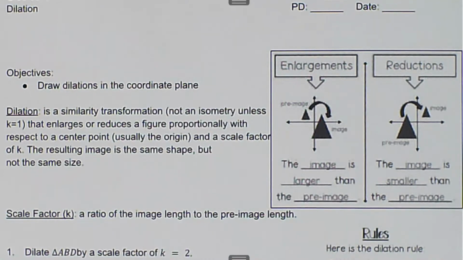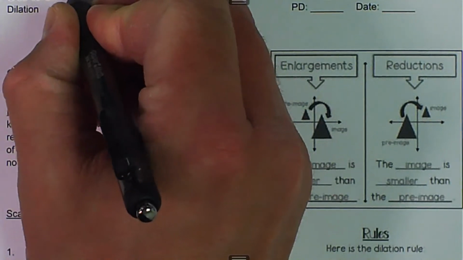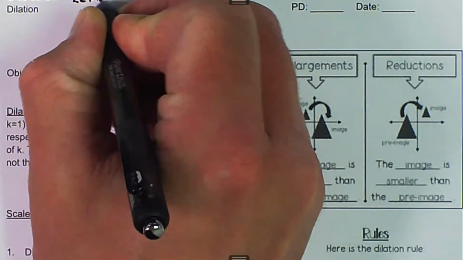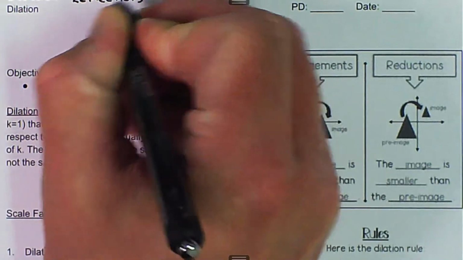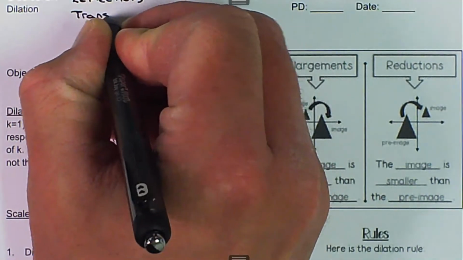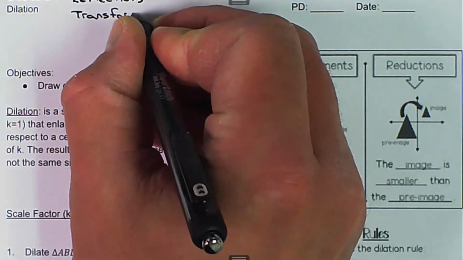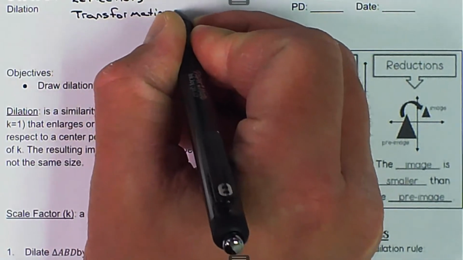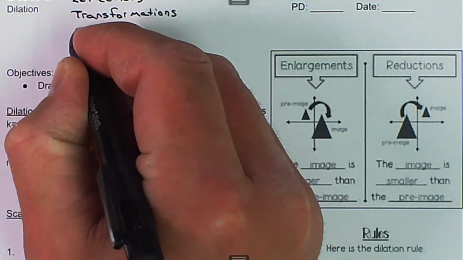We are talking about dilations, and we want to draw dilations in the coordinate plane. We want to do a quick review of what we've talked about in the previous few sections. So we've talked about transformations. I guess we've talked about reflections first, transformations, and rotations.